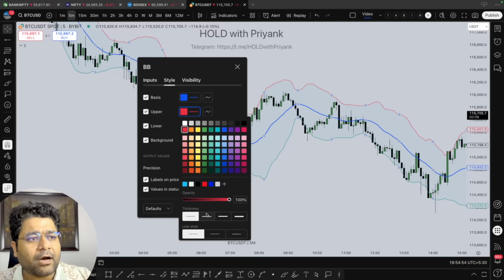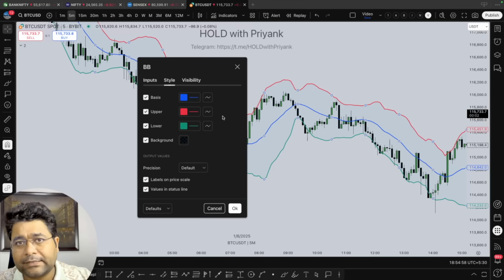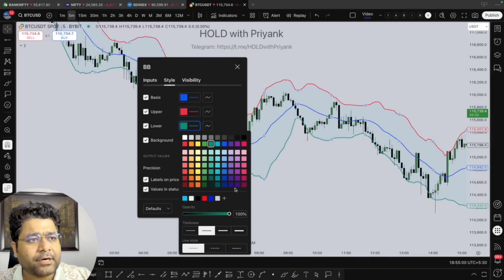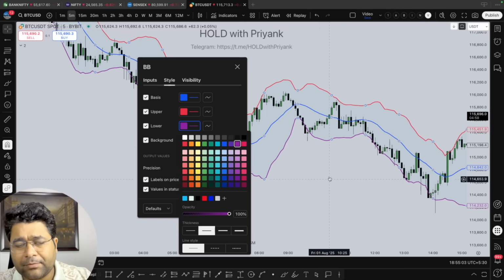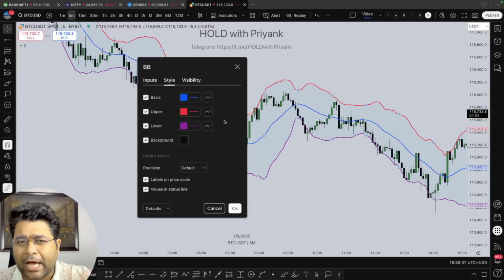So I made the middle one dark, lower one dark, and top one is dark. But the lower one I want with a different color. And you can also make different colors, okay? Because I have green candlesticks, so that might confuse me. Otherwise, you don't have to change anything.